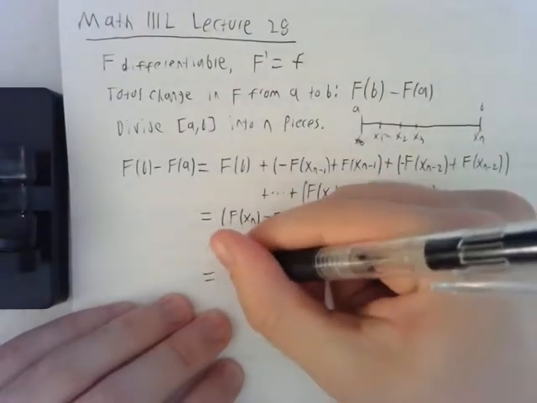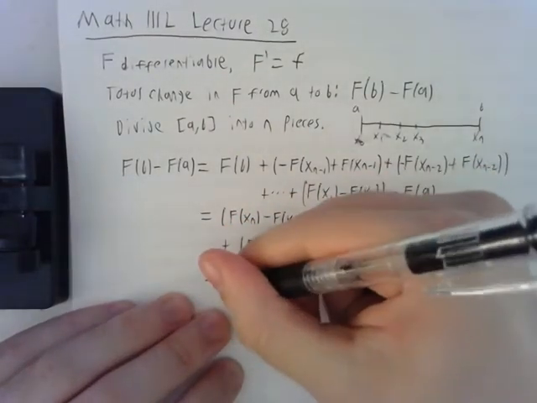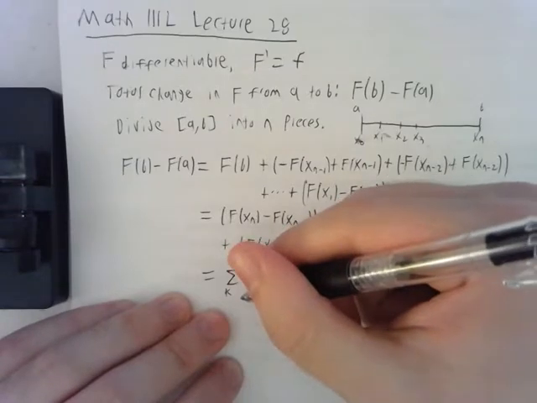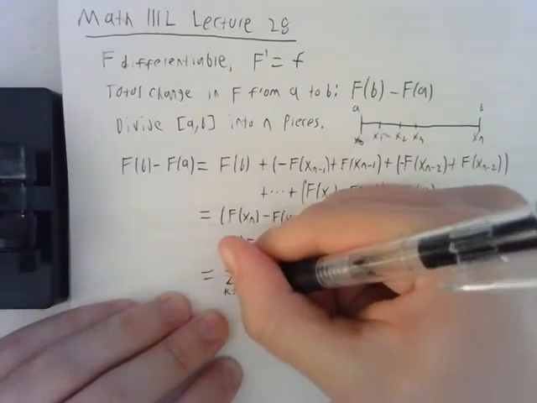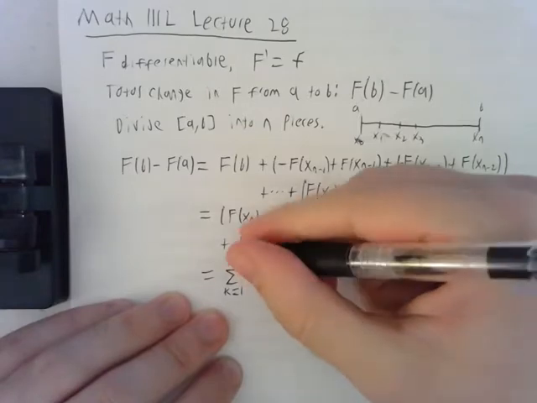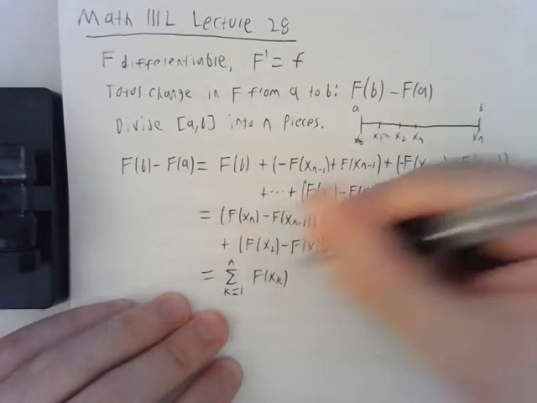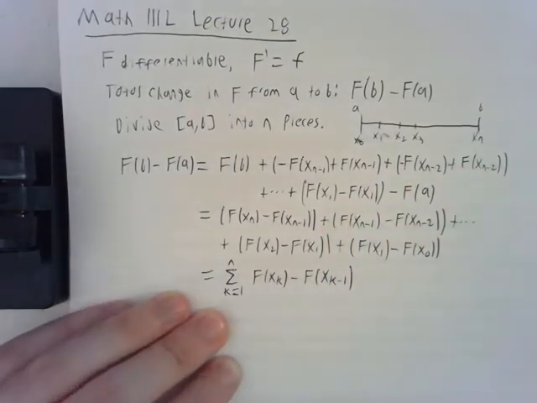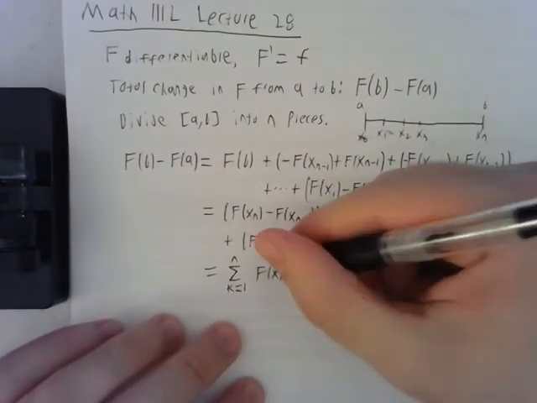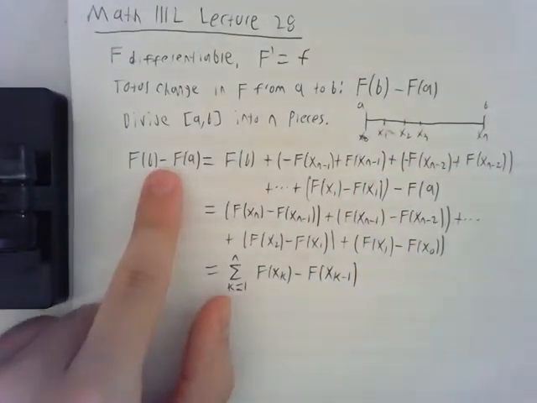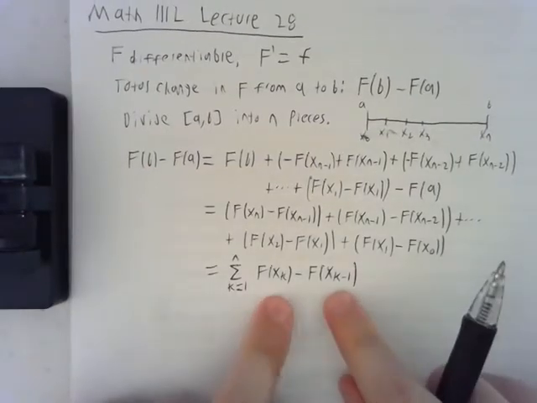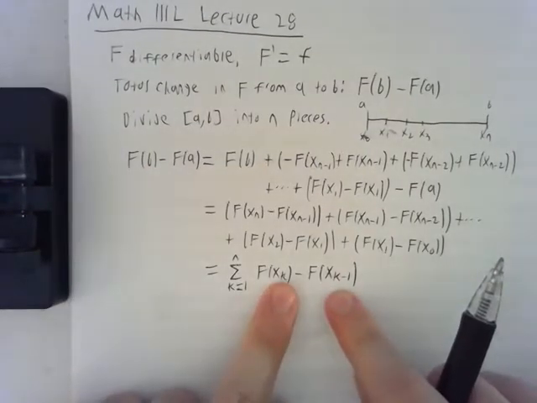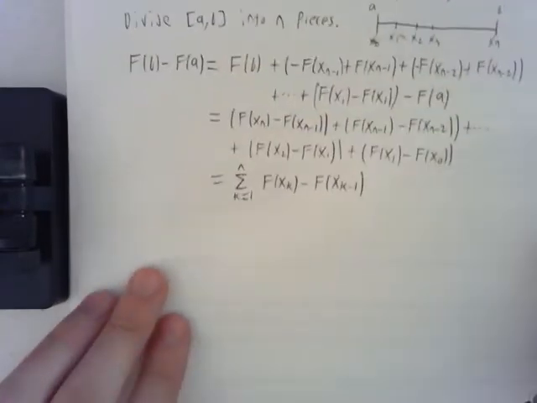And so I can write this compactly in sigma notation as the sum from k equals 1 up to n of F of xk minus F of x sub k minus 1. Okay, so I've taken something that was relatively easy, the difference of two function values, and turned it into a big complicated sum. You may be thinking this is not much progress, but let's just see what more can be done here.